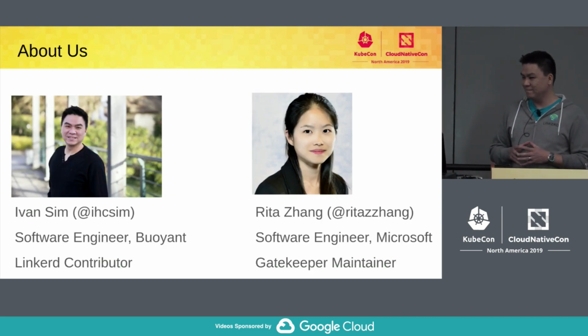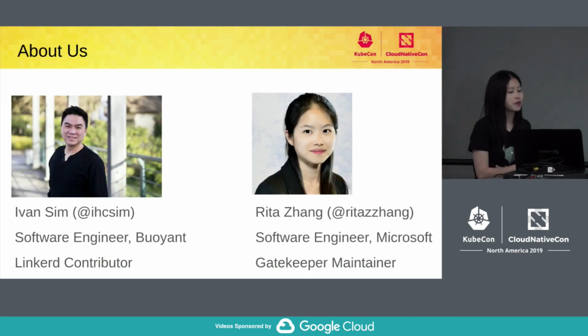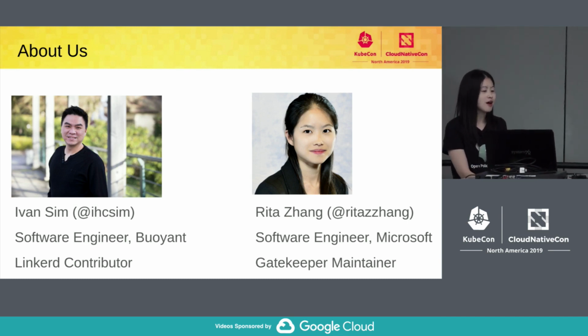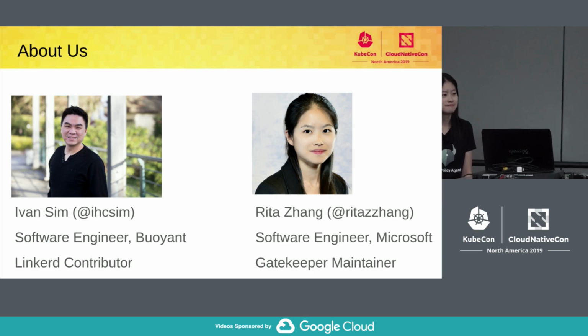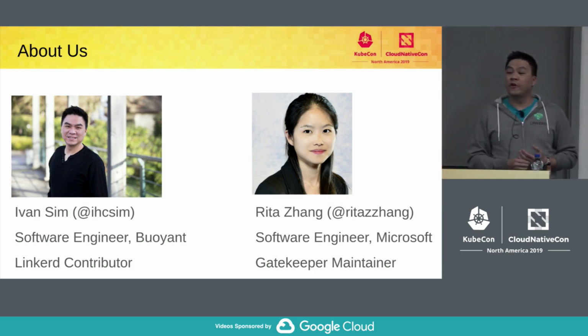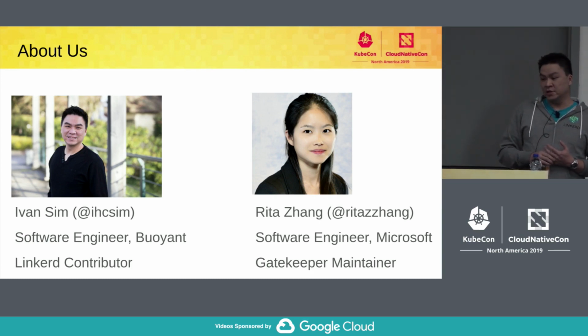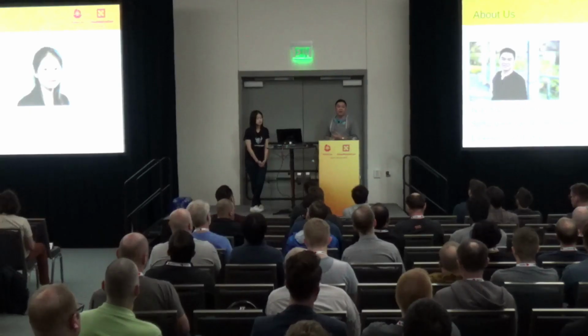So this is Ivan Sim. He is a software engineer at Buoyant, and he is also a Linkerd contributor. And sharing the stage with me this afternoon is Rita Zhang. She's a software engineer from Microsoft, and she's a maintainer of the OPA Gatekeeper project.